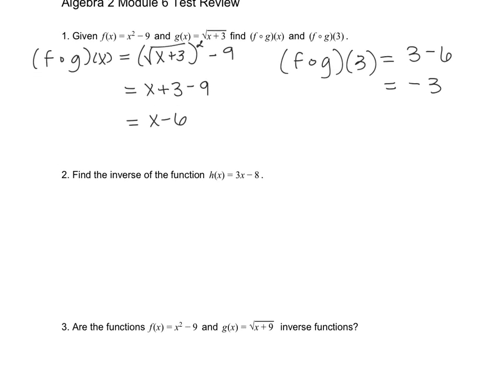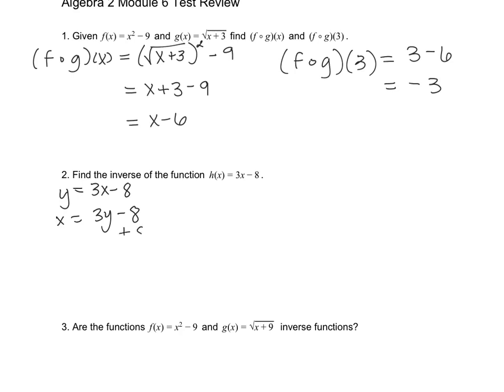In number 2, we want to find the inverse of the function h of x equals 3x minus 8. So my first step is going to be to rewrite my equation as y equals 3x minus 8. Then I want to switch x and y, so we get x equals 3y minus 8. And now I want to work on solving for y.